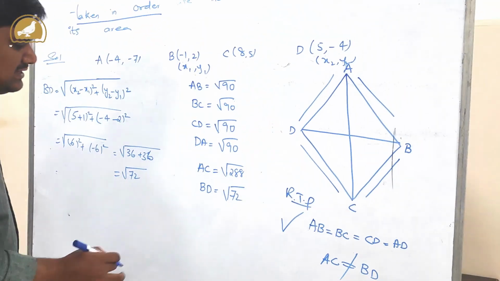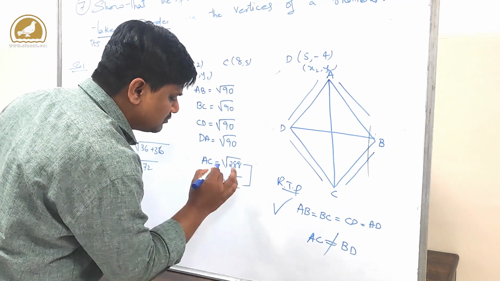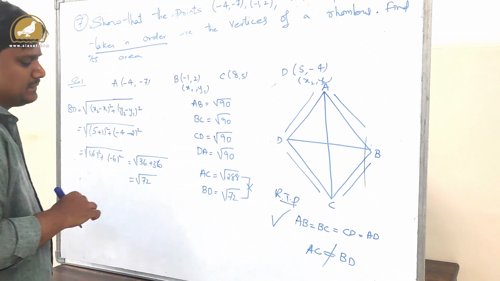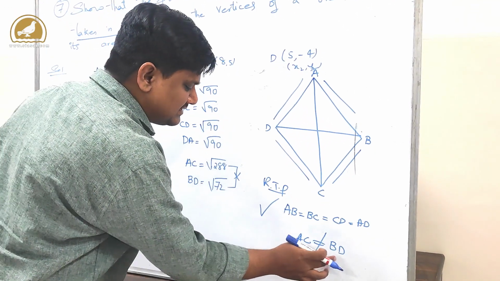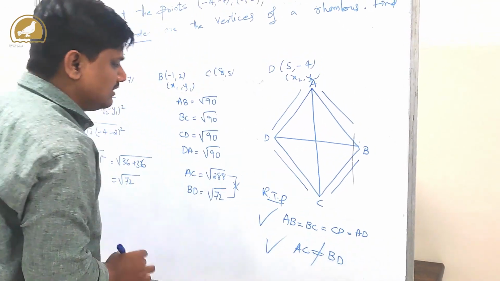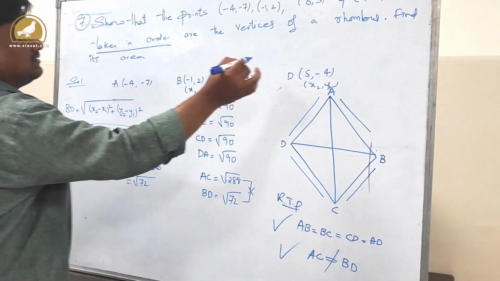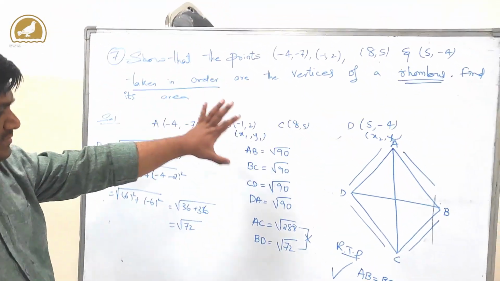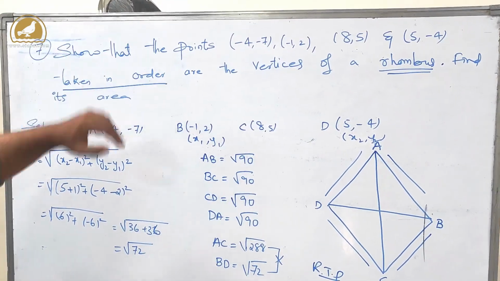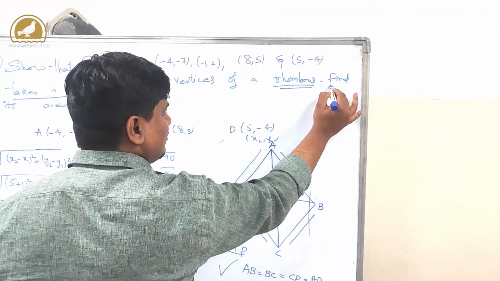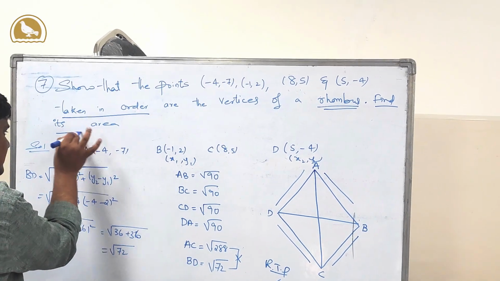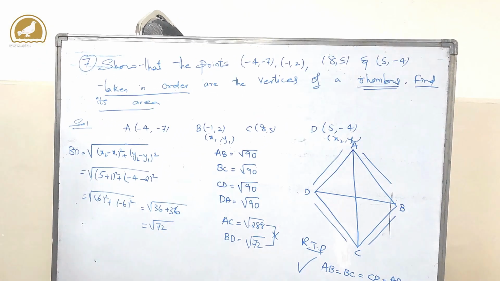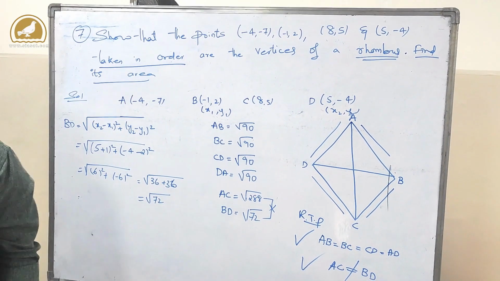Here you can clearly see that these two values are not equal. Hence we prove that AC is not equal to BD. Therefore we can say that this forms a rhombus. Hence we prove that this forms a rhombus. The first part of the question is done. Then the next part of the question is to find its area. Now we need to find the area of this rhombus.